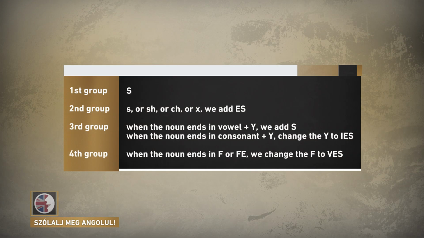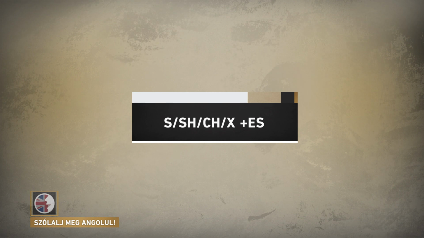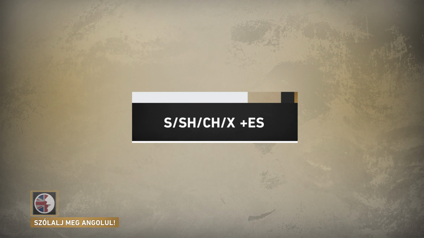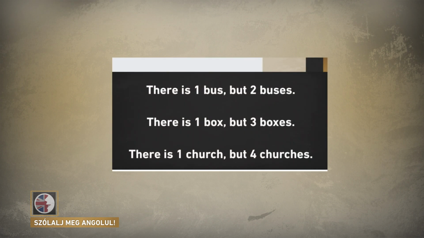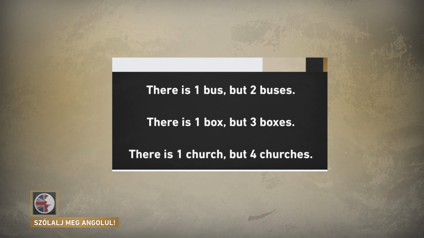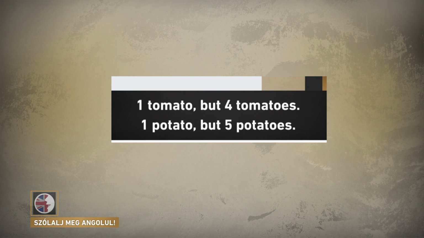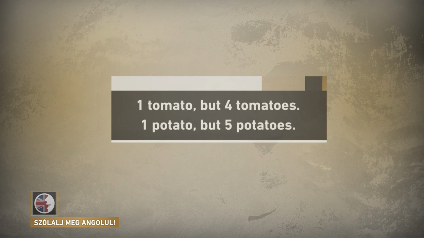Group 2 is nouns which end in s or sh, or ch, or x. We change the noun from singular to plural by adding es. So box becomes boxes, church becomes churches, and brush becomes brushes. We also have to remember that potato and tomato change to es when we make them plural.